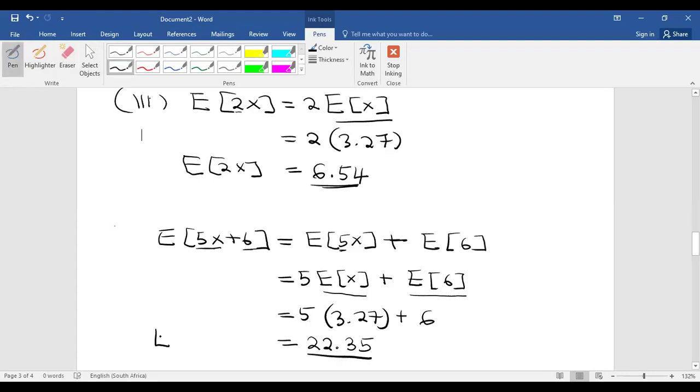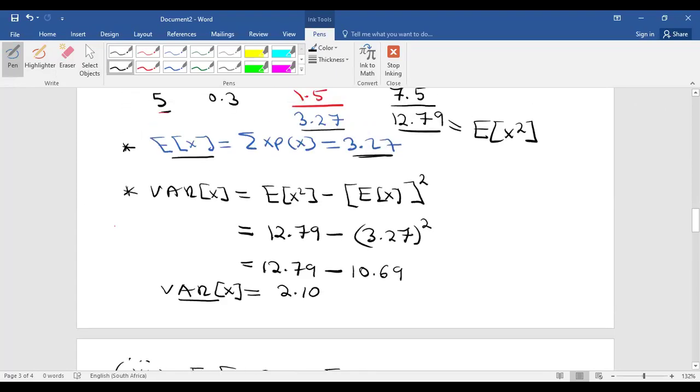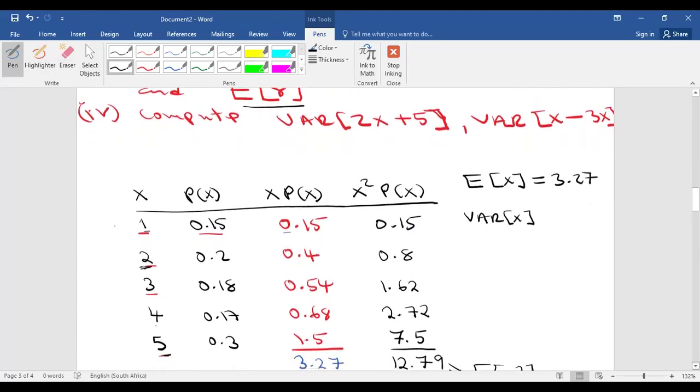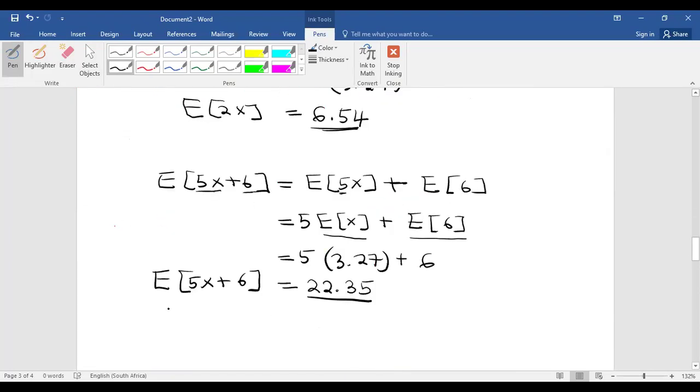So that is the expected value of 5x plus 6. That's how you compute the expected value of 5x plus 6. Then we can proceed and answer the expected value of 8. What's the answer? It's 8. So the expected value of a constant is a constant itself, which is 8.